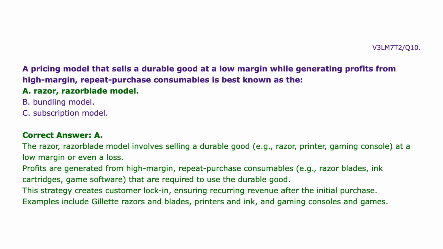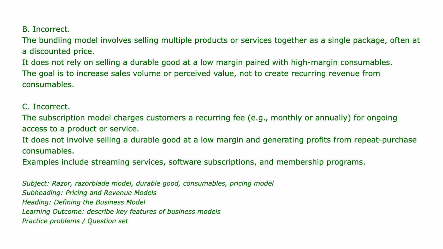The razor and blade model sells durable goods at a loss, profiting from high-margin consumables. This strategy creates customer lock-in and recurring revenue. B. Incorrect. Bundling model sells multiple products services together, increasing sales volume or perceived value, not recurring revenue. C. Incorrect. Subscription model charges recurring fees for ongoing access to products or services, unlike selling durable goods at low margins.